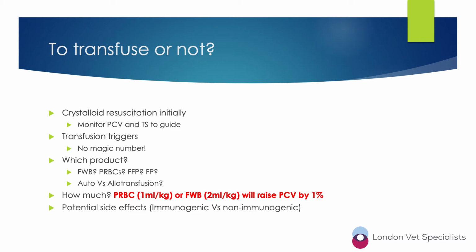As I say, initially we tend to give crystalloid resuscitation, and that's likely to drop your PCV from what was measured when the patient first arrived. We need to consider, if we are going to give blood products, which ones are we going to give, or what do we have available to us. Most small practices won't have a full range of blood products, so you may not have much of a choice.